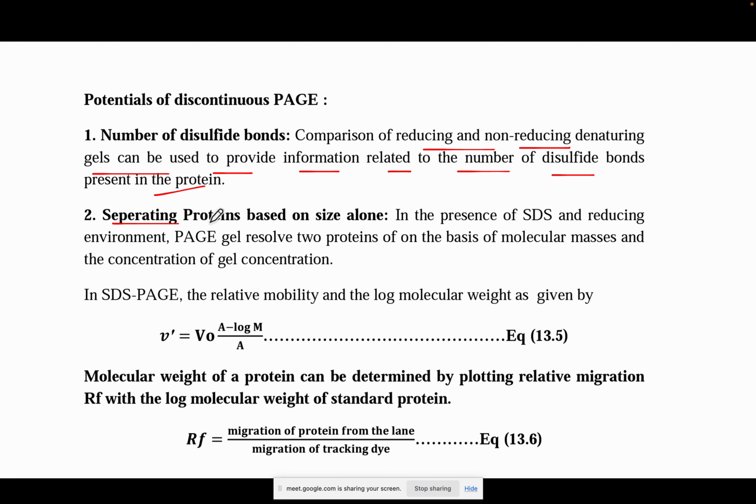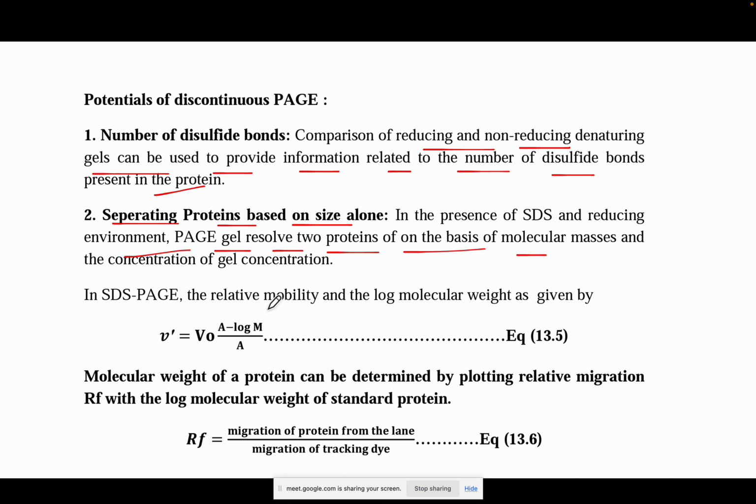Now, separating proteins based on size alone. In the presence of SDS and a reducing environment, PAGE gel resolves proteins on the basis of molecular masses and the concentration of the gel. Okay.